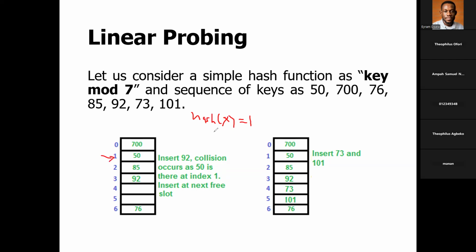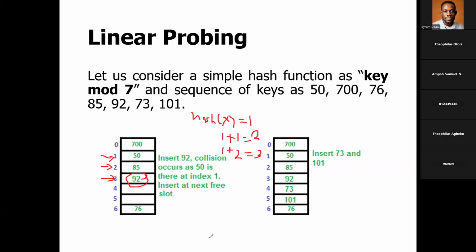So we have to do hash x plus 1. So hash x, which is 1, plus 1 will give us 2. So we check 2. We realize that 2 is also full. So we do hash x, which is 1, plus 2, giving us 3. So 3 becomes the next available slot. So we put our 92 there.